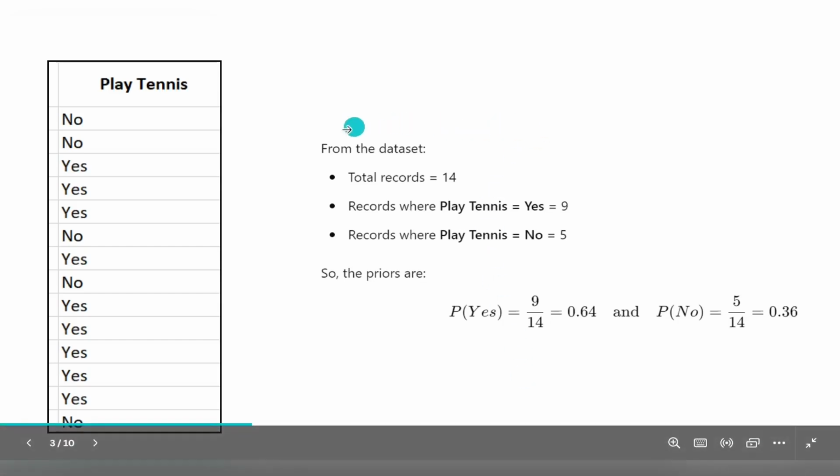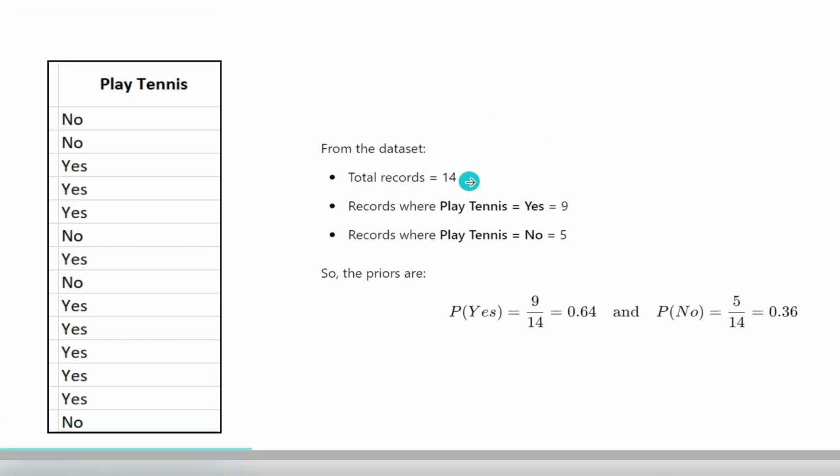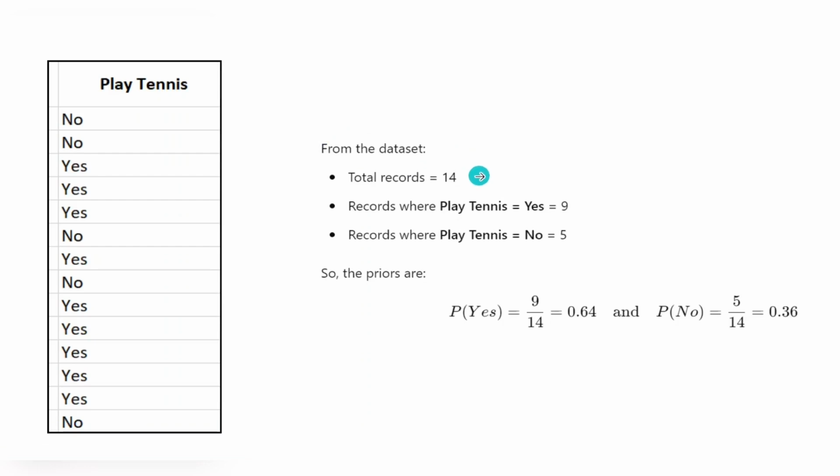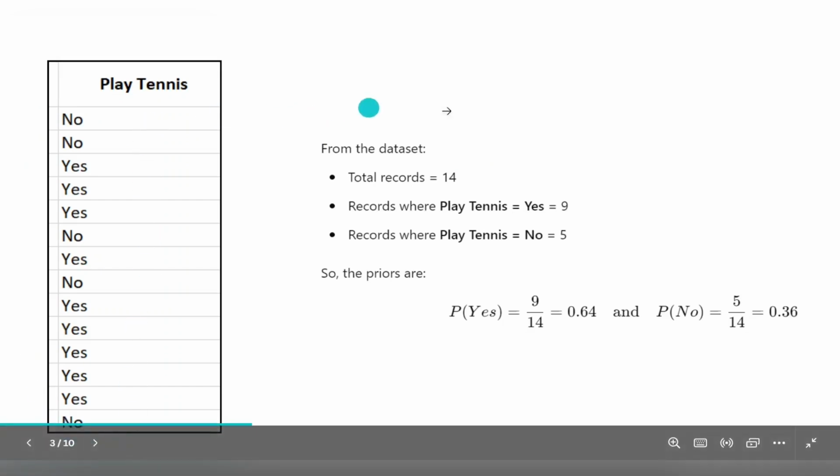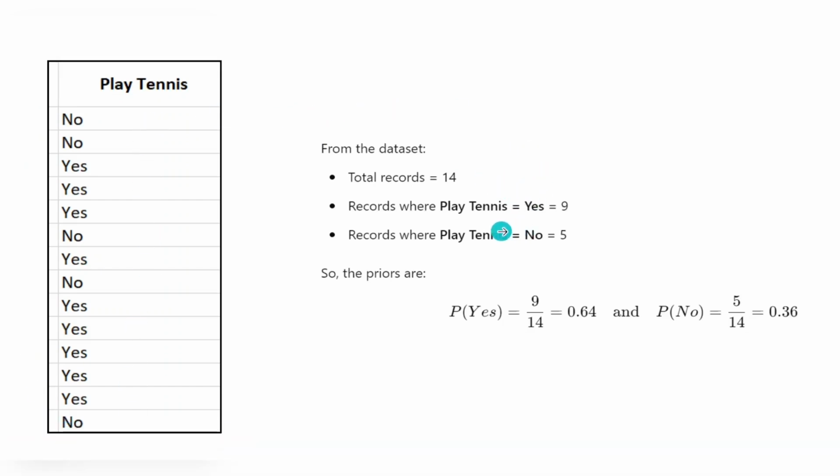Let us see. From our data set, we know that the total number of records that we have is 14. That is, the number of values, or yes or no data entries, is 14, out of which the times that tennis is played is 9. That is, 9 out of the 14 records say yes, we do play tennis. And 5 out of the 14 records say that no, tennis will not be played.